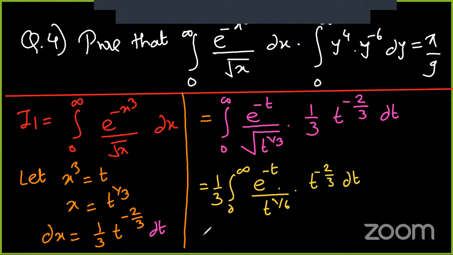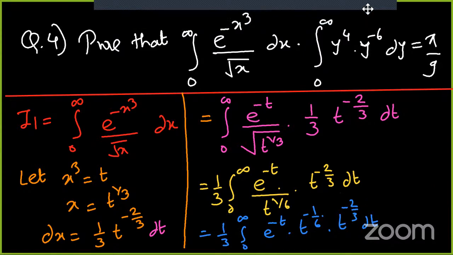After that, what will we do? 1 by 3, 0 to infinity. If I shift t upward, it will become negative. So t raised to minus 1 by 6 into t raised to minus 2 by 3 dt. Sure? Did you follow what I did up to here? Minus 1 by 6 and minus 2 by 3 dt. So we'll combine minus 1 by 6 plus minus 2 by 3, and you get the answer. Okay? Check up to here and then we'll see the next one. Up to here we'll just solve I1. After that we'll consider I2. We'll multiply both to find the answer.